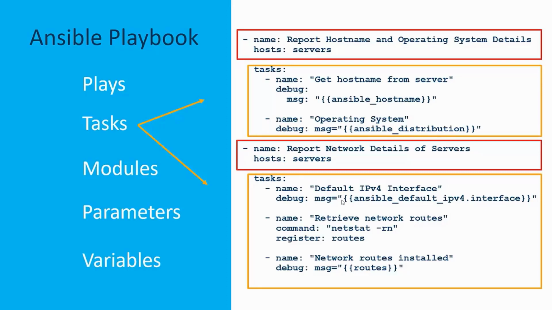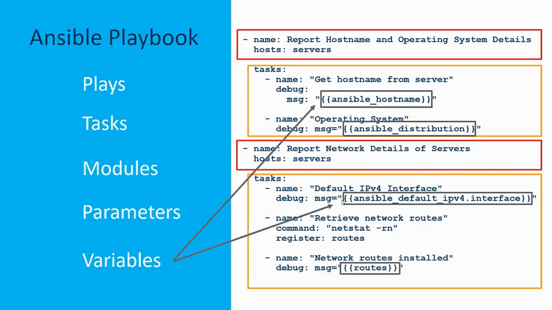In the second play, we have three tasks. We want to find out what the default IPv4 interface is. We want to retrieve the network routes using a netstat command. We're going to put that information into a variable and then show that information with the network routes installed. To see the results of these tasks, we're going to use the debug modules, and modules can also use parameters. In this case, we're going to be using the message parameters.